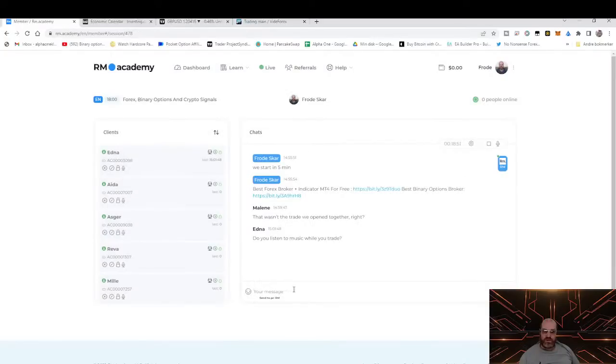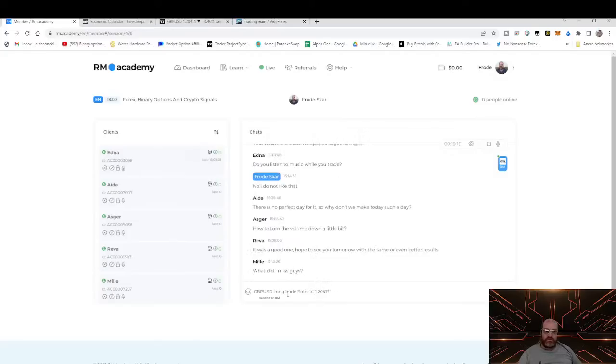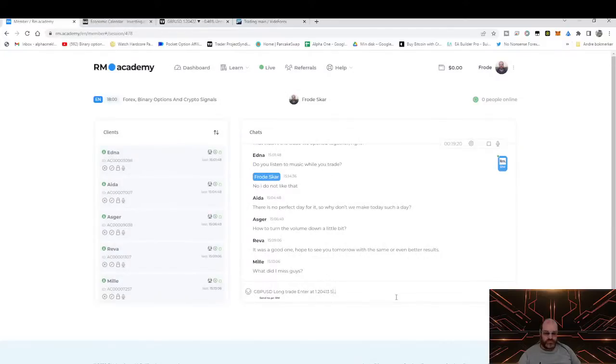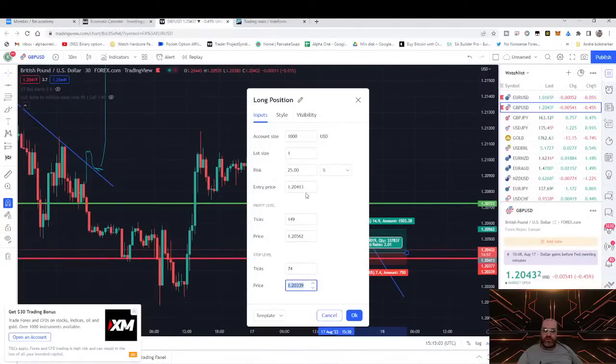We do that. No, I do not like that. GBP USD long trade. Enter at this level. We take a stop loss at this region here. And we take profit at this level.